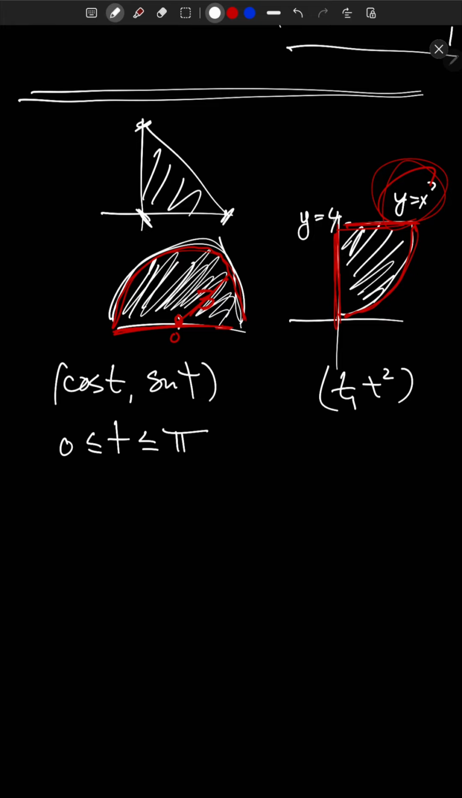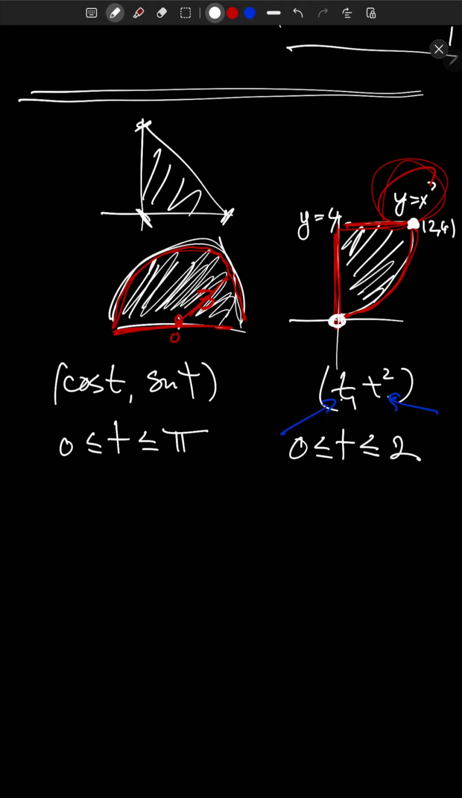Since y is 4 at the endpoint up here, this would be 2 comma 4. We're interested in t between 0, which would be down here at the origin, and 2, which would give me 2 comma 4. And again, whatever your function is, you would plug in t for x and t squared for y, and that gives you a one variable calculus problem.